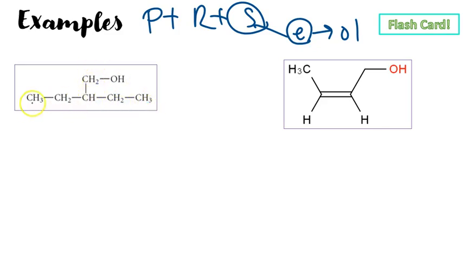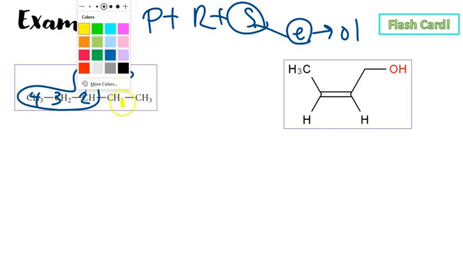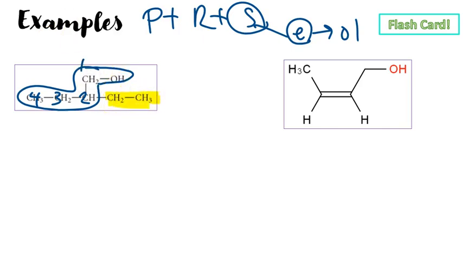I can also go 1, 2, 3, 4 that way. So it doesn't really matter which one you choose as your parent chain. It's going to be 1, 2, 3, and 4. So if I have that as my parent chain, that means this is a substituent. So how would I name this? I would just go with the normal rules that we're used to seeing, even in previous videos.